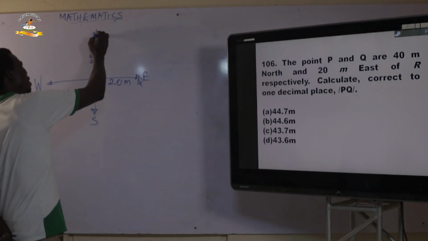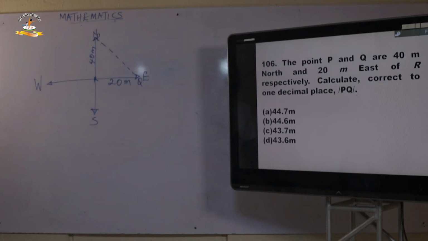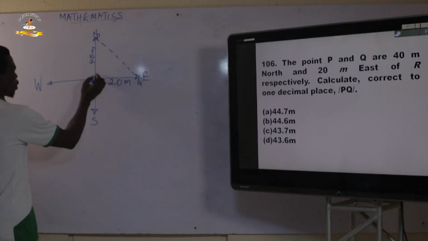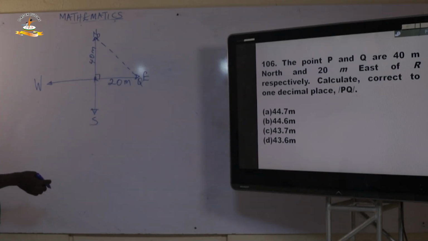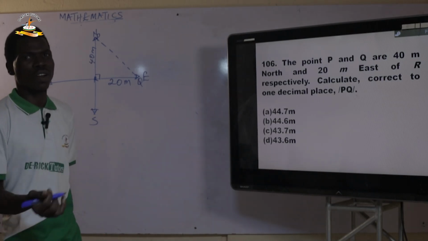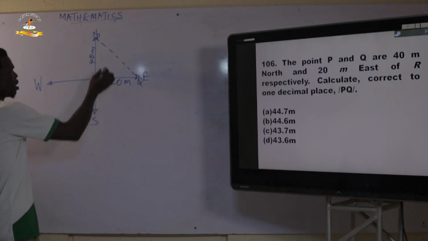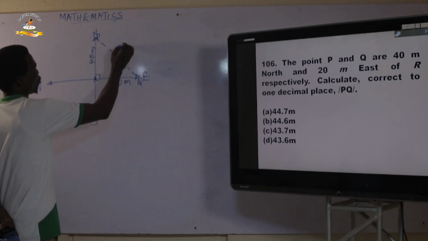PQ. That is a line that joins what? Point P and Q together. However, this should not pose a threat to you because we know this is what? A right angle triangle. And Pythagoras theorem will be very, very handy, highly invaluable for us to get our solution. This is simply what? PQ, which is what?